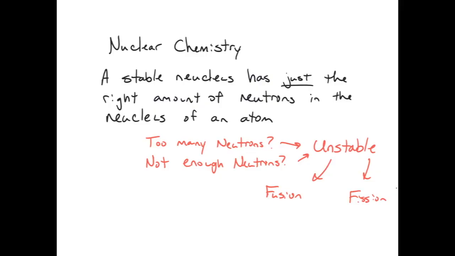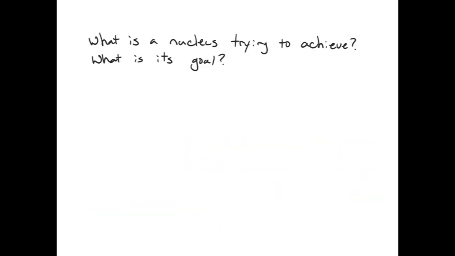This is why we talked about isotopes in a previous video lesson, because isotopes aren't always stable. Just because they exist doesn't mean they stay that way forever. Some isotopes are much more stable than others. Let's quickly talk about the goal of a nucleus. What is it really trying to achieve?